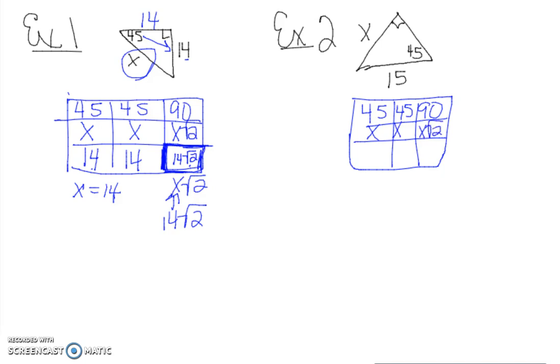Okay, and then I need to fill in with what I have. So across from my hypotenuse, that's 15. That's the x square root of 2 part. So 15 is x square root of 2. Okay.